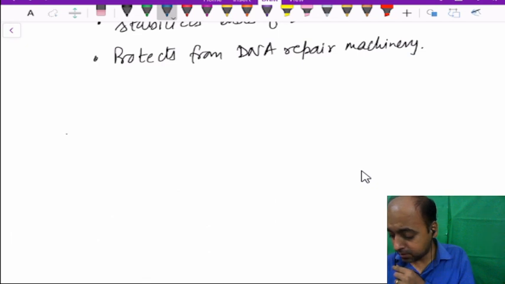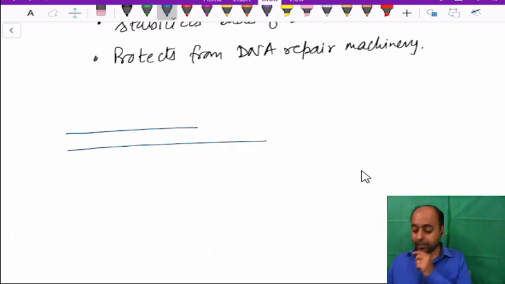See, this is the end of one DNA. You will note that one of the strands is longer than the second strand. It is a property of the end of DNA. Why does it happen? We'll see this when we are doing the replication. Don't worry about that.